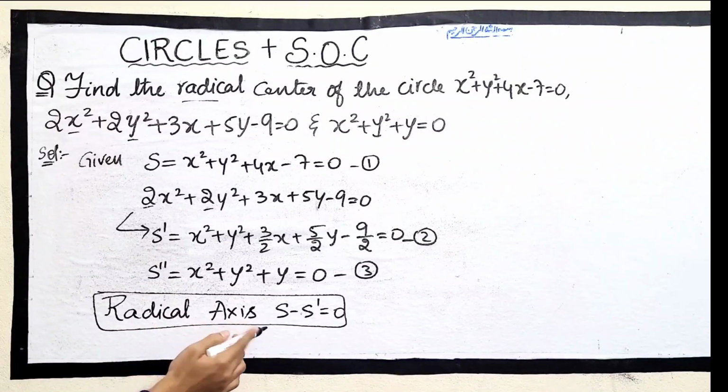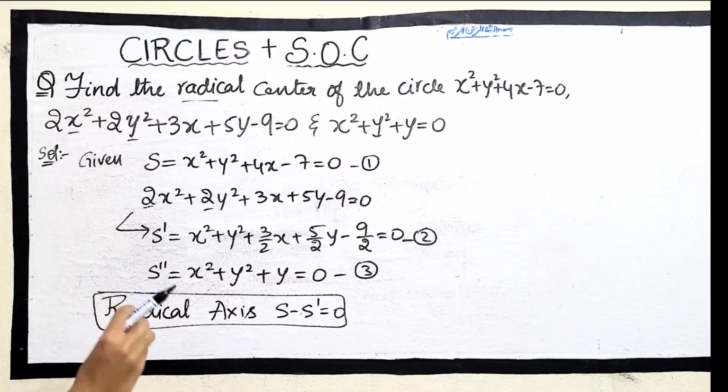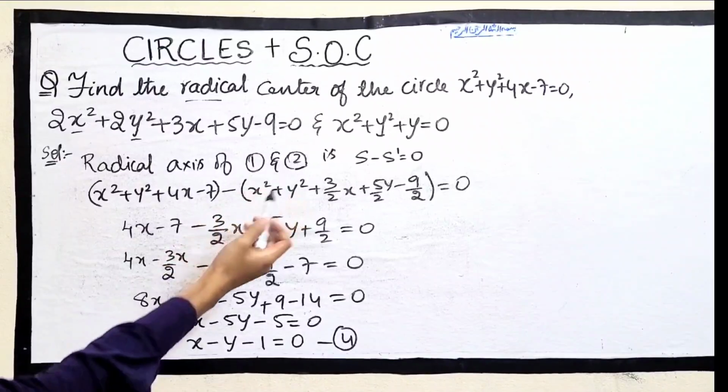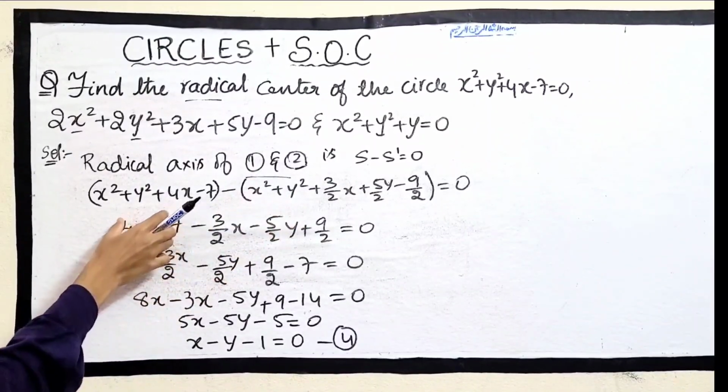Now, to find the radical center you first have to find the radical axes. How can we find the radical axes? The formula is S minus S dash. You just need to do a simple subtraction, that's it. You will get 4 out of 4. First you need to subtract S minus S dash, first equation minus second equation, so you will get a radical axis.